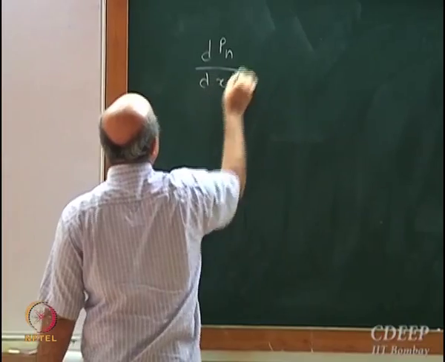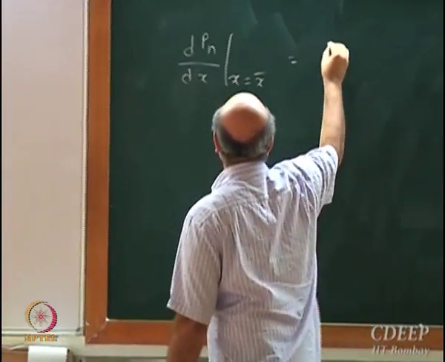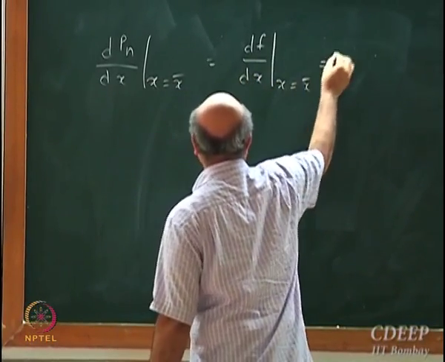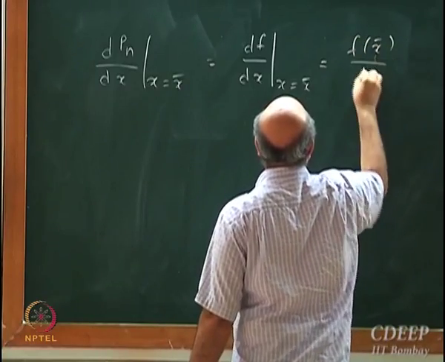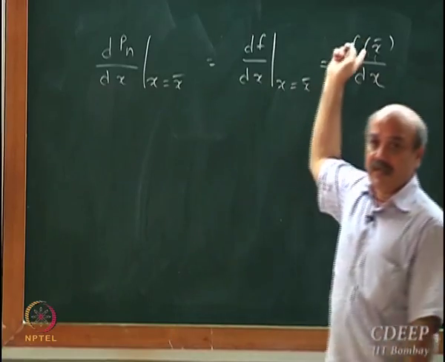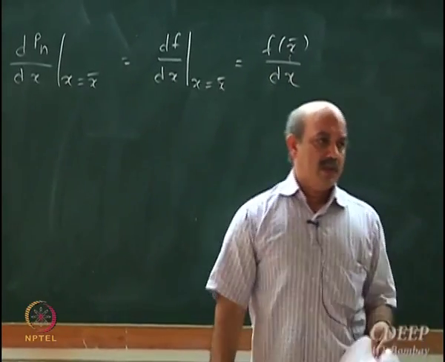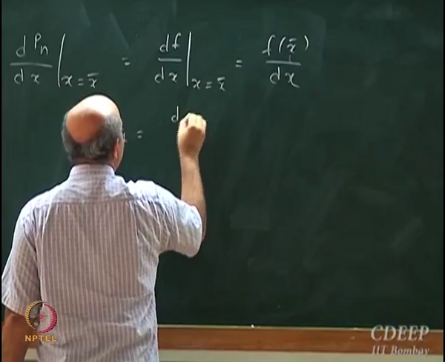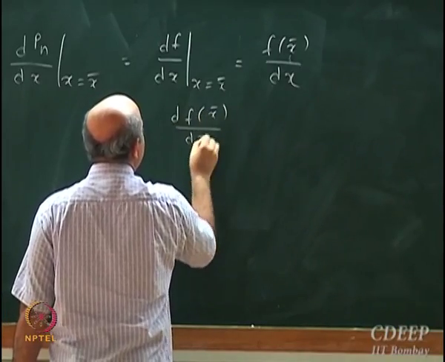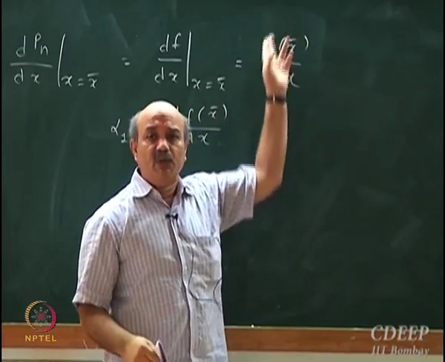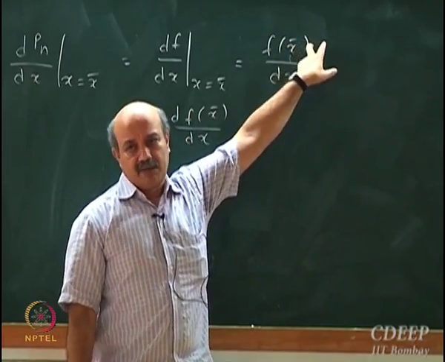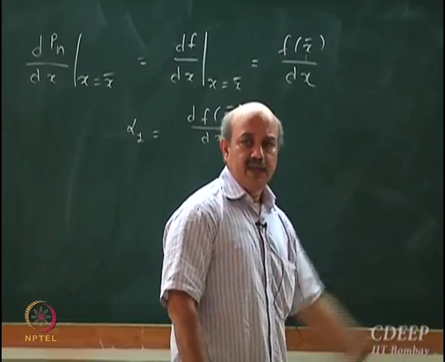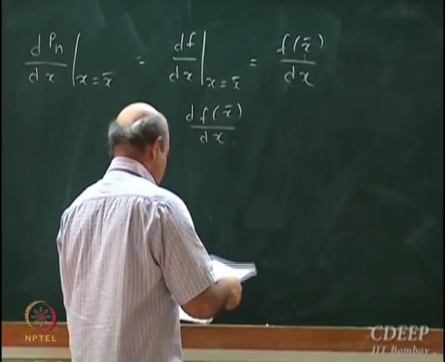The second condition is that dPn by dx at x equal to x bar should be equal to df by dx at x equal to x bar. The notation that we have is df of x bar by dx. We are calling this df of x bar by dx. Okay. So, it is very easy to show that alpha 1 is equal to df at x bar. This is just a notation saying that the derivative is evaluated at x equal to x bar.